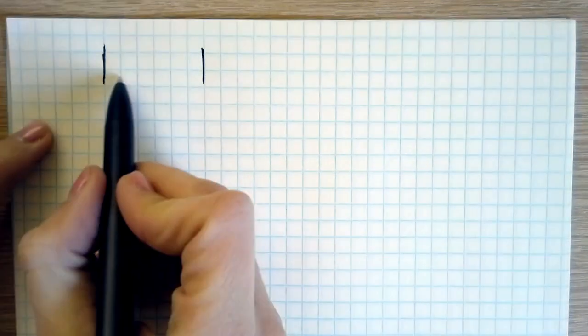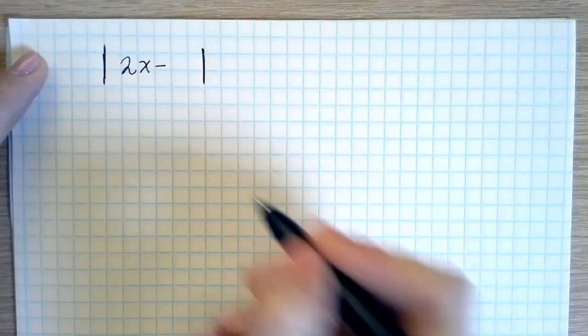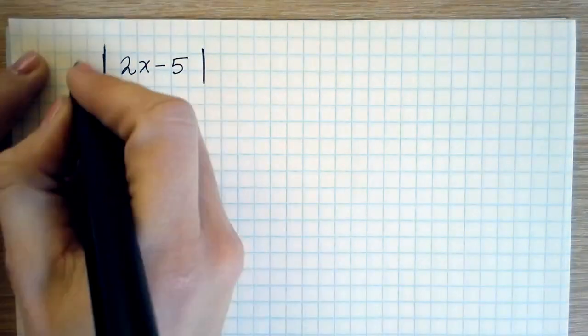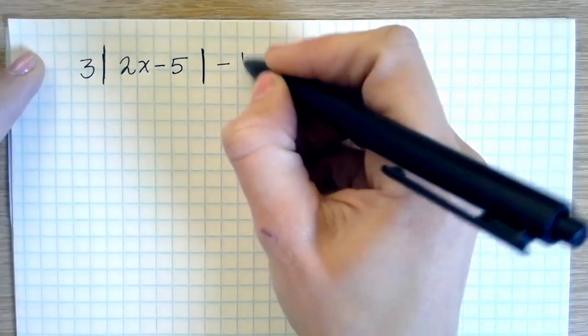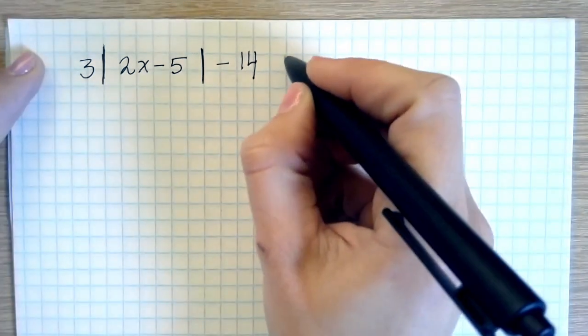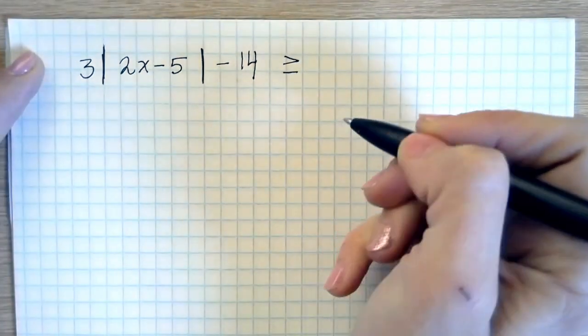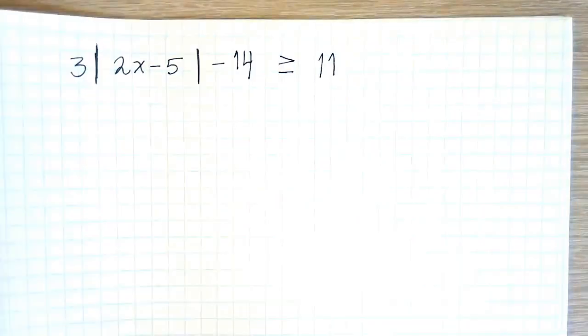Yeah. All right, I have my absolute value bars. Now I have to write an expression in here. So let's say I have something like 2x minus 5. Let's throw a coefficient out here. Maybe I have 3. Let's do minus 14. And I'm going to have my inequality. Let's say I have greater than or equal to 11.